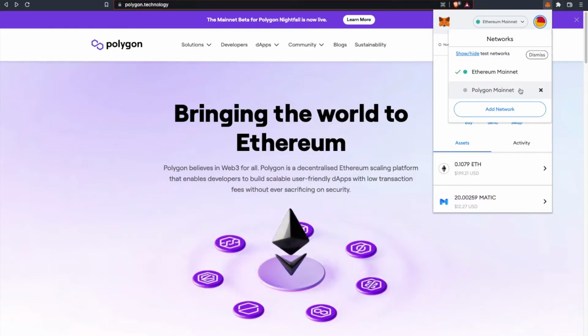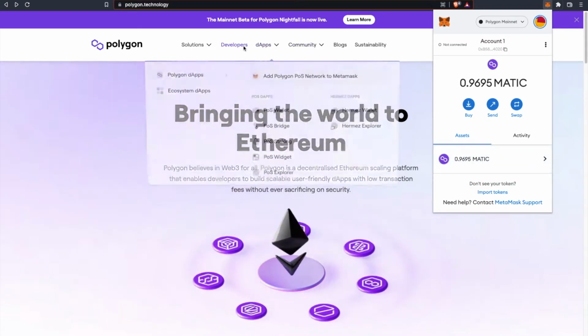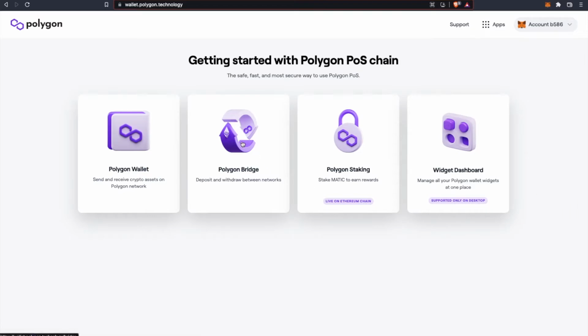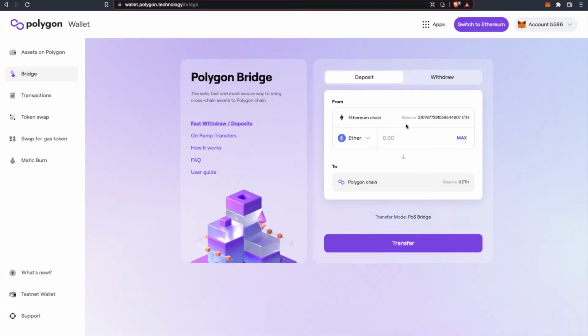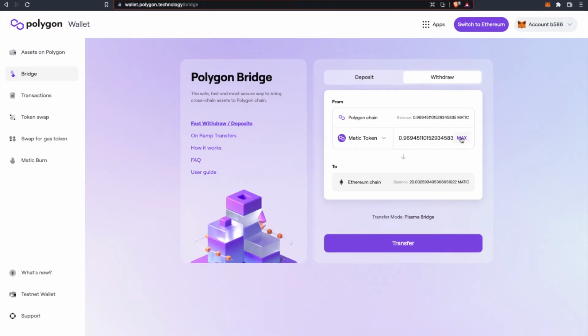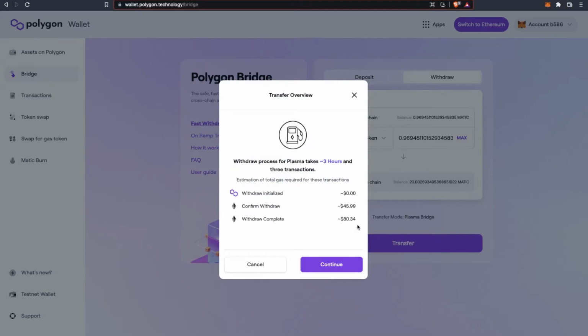If you want to transfer your Matic from the Polygon mainnet into the Ethereum mainnet, there's a couple things you can do. First, we could try to use the Polygon Bridge, which I have found is quite expensive, but I'm just going to show you how it is. We hit withdraw. We're going to withdraw Matic from the Polygon chain into the Ethereum chain. Let's see how much that would be. Yeah, that's quite expensive. We're going to need to find another way.